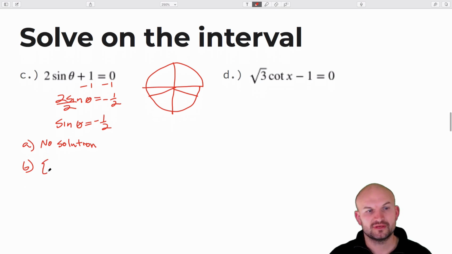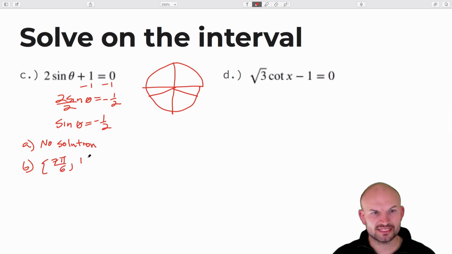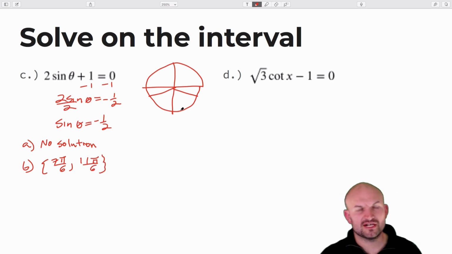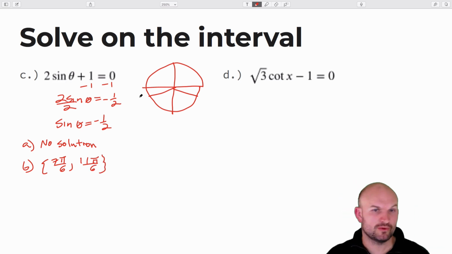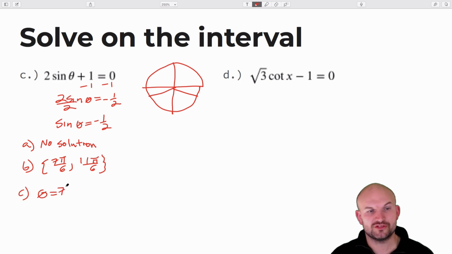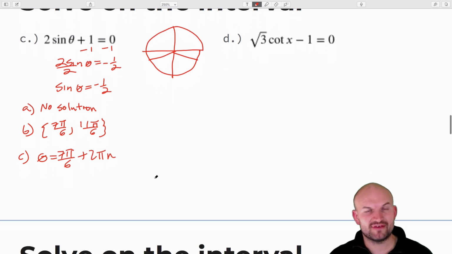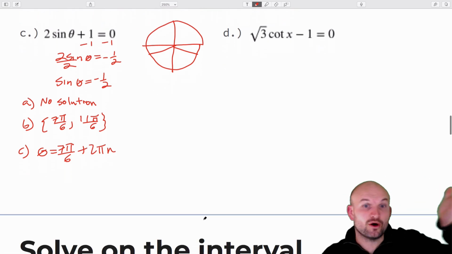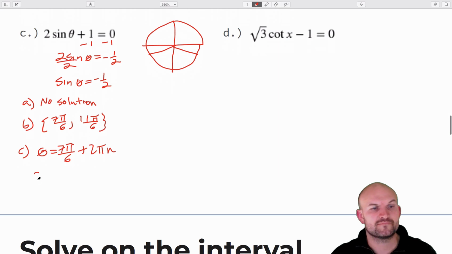that out. And my solutions here, again, are going to be 7 pi over 6 and 11 pi over 6. Also, we can see that there's no equidistance between them. So therefore, I'm just going to have to take each angle and then add 2 pi to them. So 7 pi over 6 plus 2 pi n. And again, we have n because there's infinitely many times we can add or subtract that 2 pi. So that'd be 11 pi over 6 plus 2 pi n.